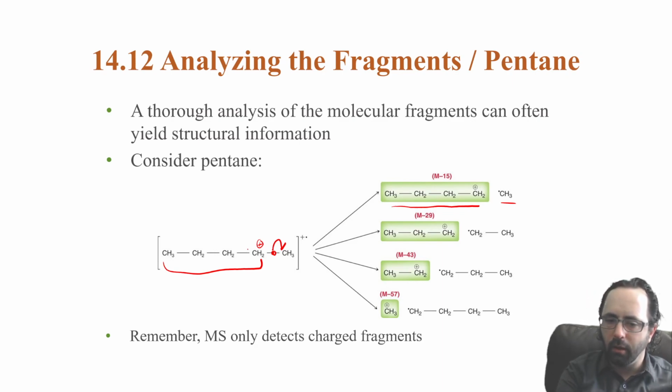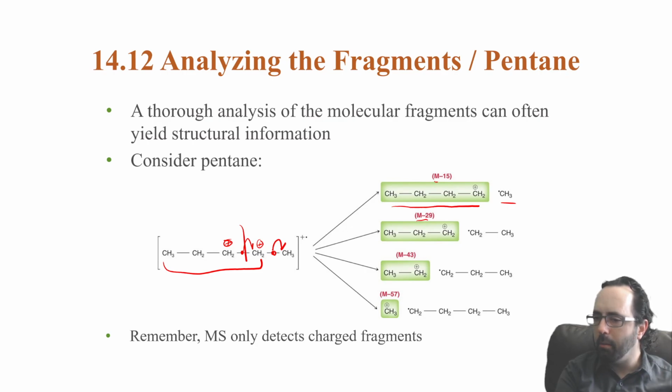Likewise, a similar thing could happen here if instead the electron is knocked off on the second bond. Again, you can have breakage here. In this case, the positive formal charge would be here. That's what's going on here. It's a breakage here, and we get these. And this is M minus 29.